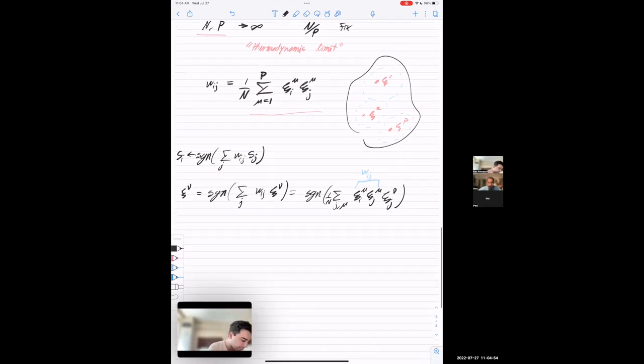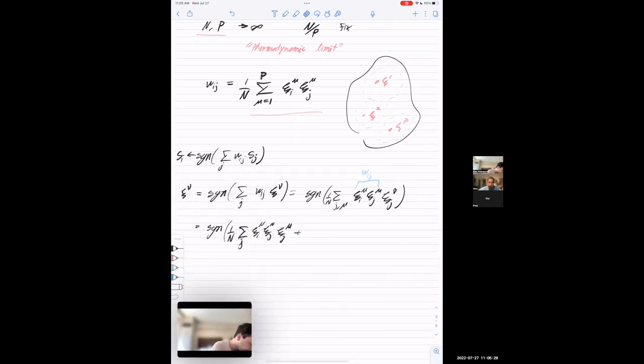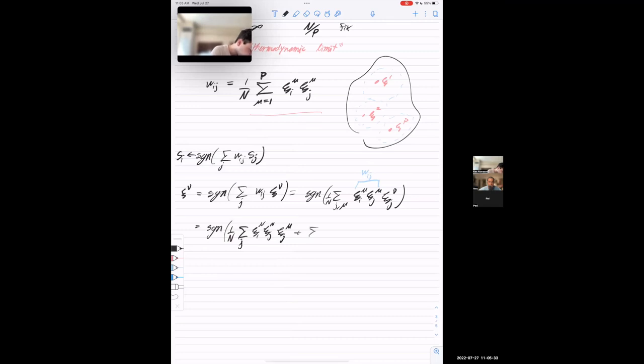And what you can realize is I can split the sum inside this sign function in terms of when mu is equal to nu and when mu is not equal to nu. When mu is equal to nu, I have something really simple. I have a 1/n times the sum over j, and here mu is equal to nu, so I just get C i nu, C j nu, C j nu. And then I have plus a sum over j, when mu is not equal to nu, of C i mu C j mu C j nu, right?